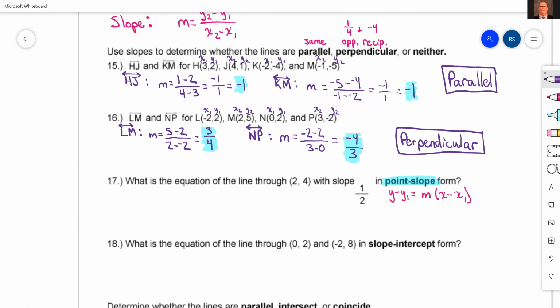So let's see what they tell us. They give us a point of 2, 4. Well, there's our x1, y1. They give us a slope of 1/2. There's our m. We've already got everything we need. So we're going to say y minus y1, which is 4, equals m, our slope, so 1/2 times x minus x1, which is 2. There's our answer.